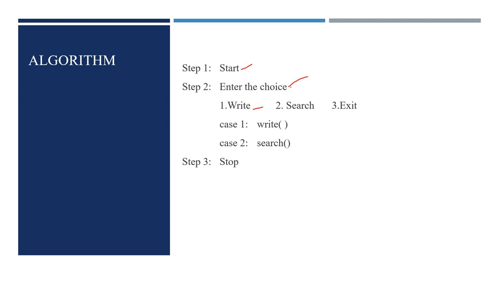Start. Enter the choice of the user, either to write the record into a file, or to search the available records using RRN, and the third case to exit from the loop.